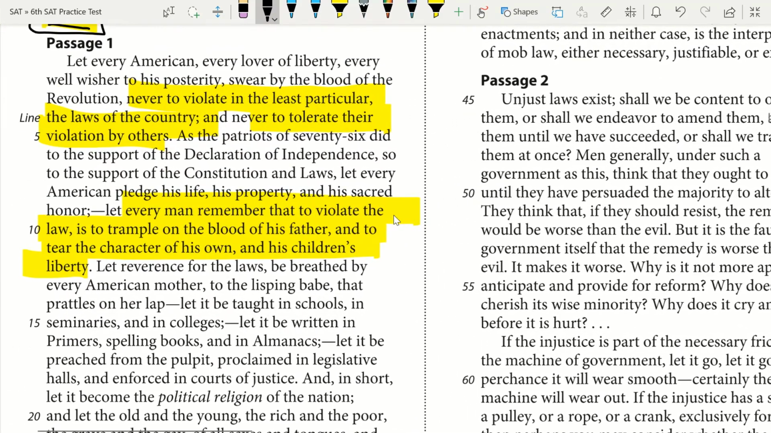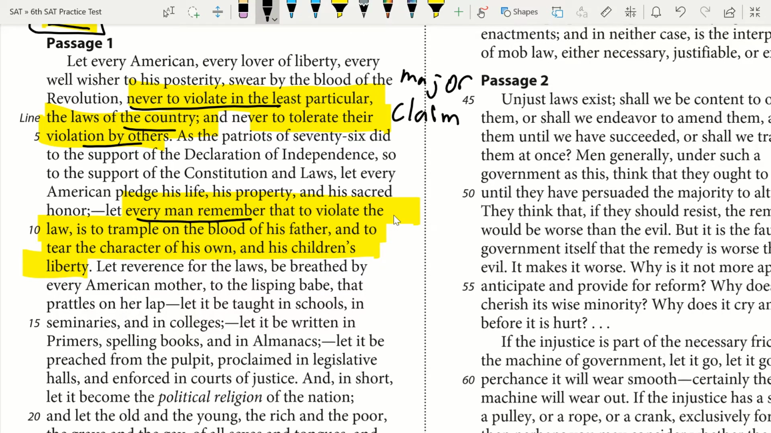Okay, now we got here. As far as two passage things, I always want to make sure that I'm highlighting claims. In this case, we're claiming never violate the laws of the country and never tolerate their violation by others. This is a major claim from Lincoln in his passage. I always want to make sure I highlight major claims, so that's why I highlighted that.